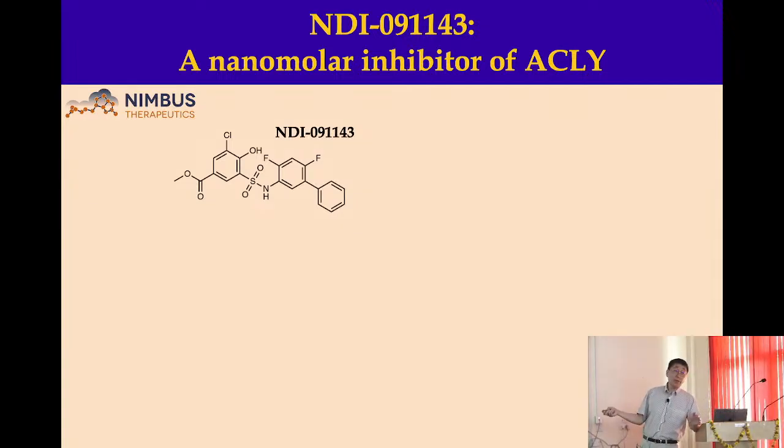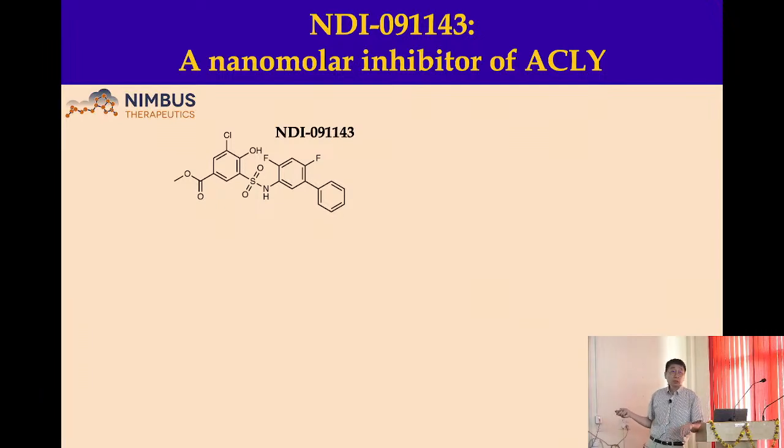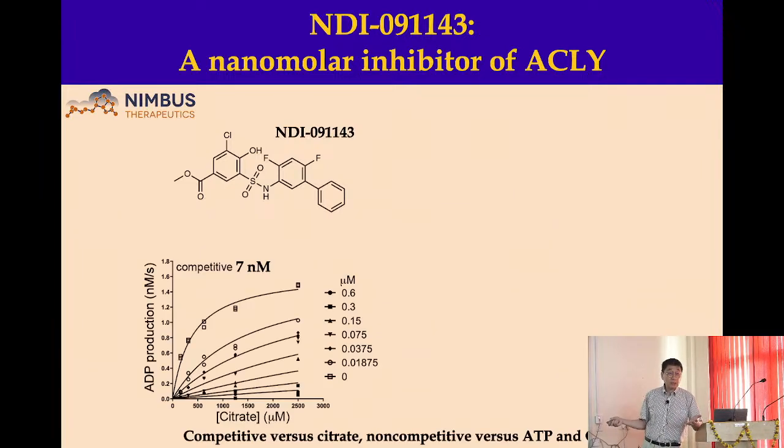Again, this is the same company, Nimbus, which developed this compound, NDI-091143. It's also a biaryl sulfonamide, somewhat similar to the BMS compound shown right here, but of course with many chemical differences. They did kinetic enzymatic assays. The compound is very potent, 7 nanomolar in their kinetic assay. And it's competitive against the substrate citrate, so it should bind where citrate binds. Simple. Very potent. And it's non-competitive against ATP and CoA, the other 2 substrates.